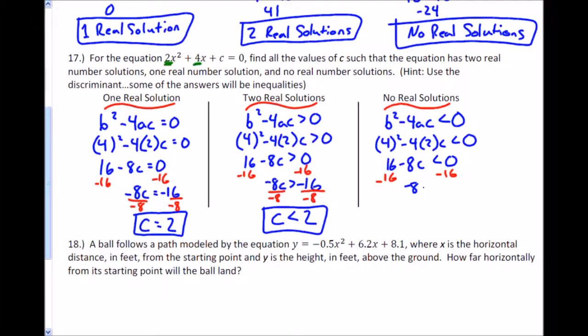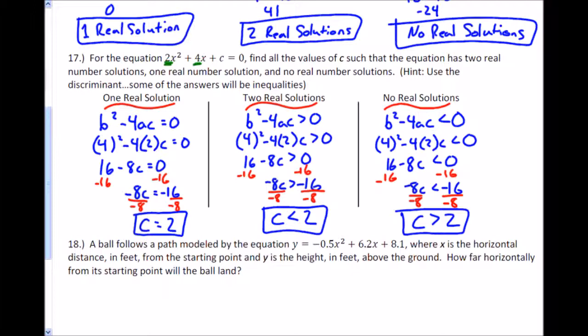So I get negative 8c is less than negative 16. I divide each side by the negative 8. Once again, since I'm dividing by a negative, I have to flip the inequality sign. So I find out that c is greater than 2. So when my c values are greater than 2, I get no real solutions.